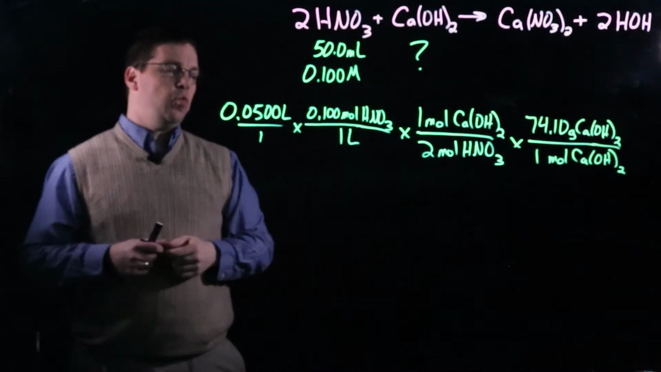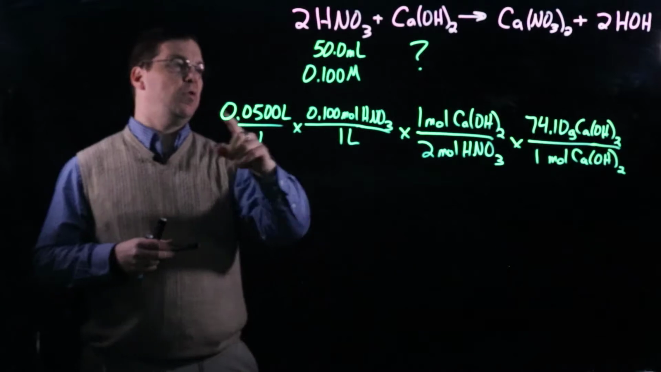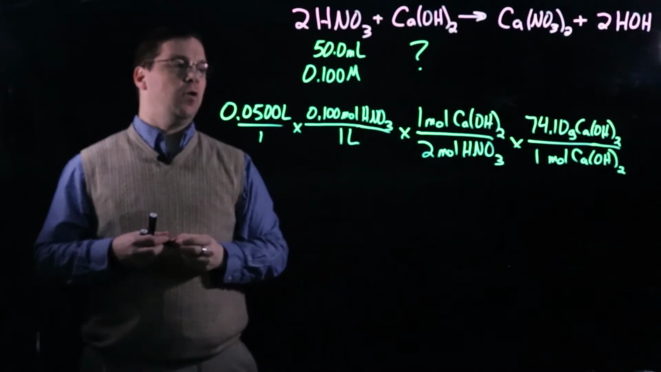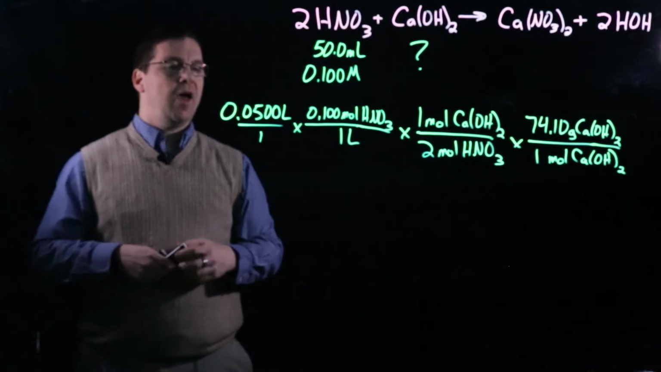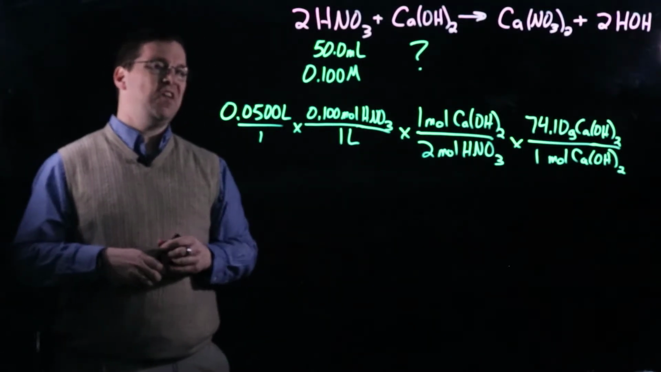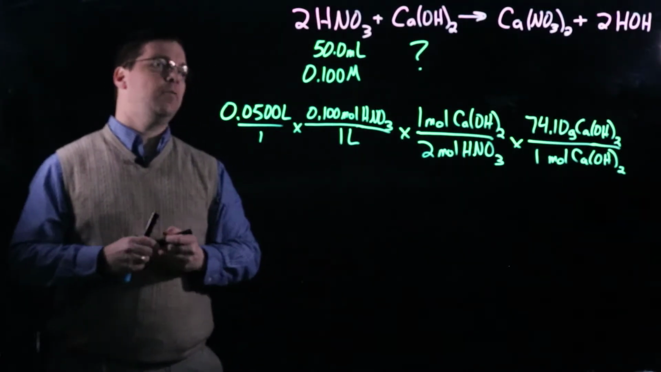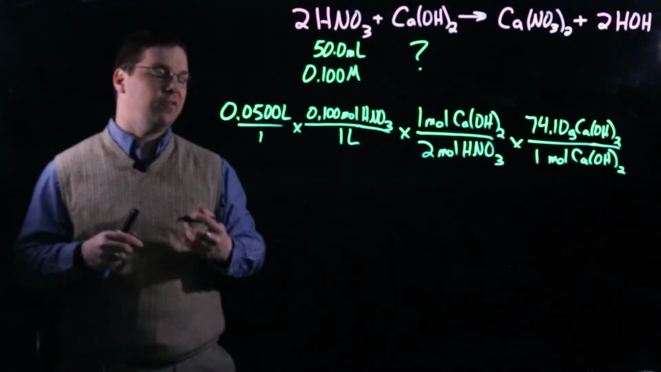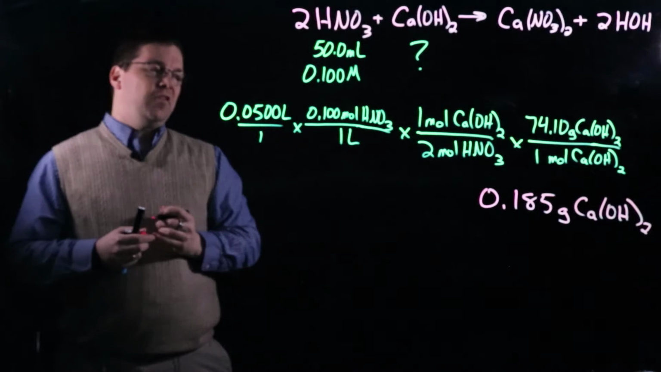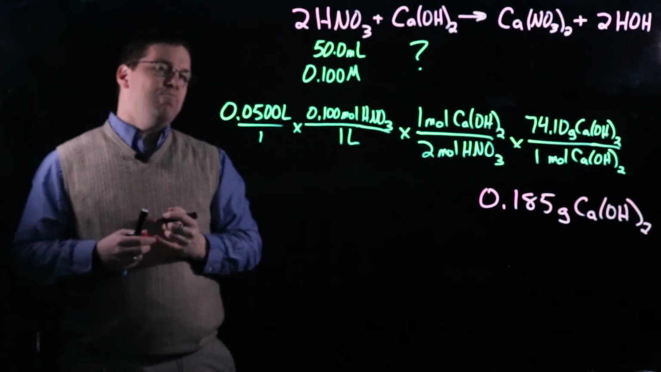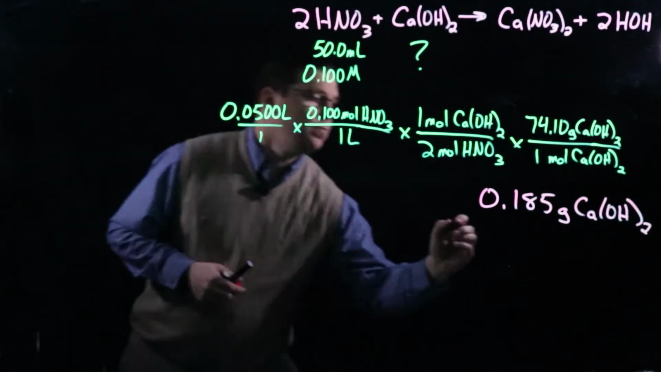Now that we have our setup, we can do the calculation, multiplying across our numerators, and our only denominator of consequence is the 2. And when we do that, we should come up with 0.185 grams of calcium hydroxide. And again, another way of expressing that would be 185 milligrams of calcium hydroxide.